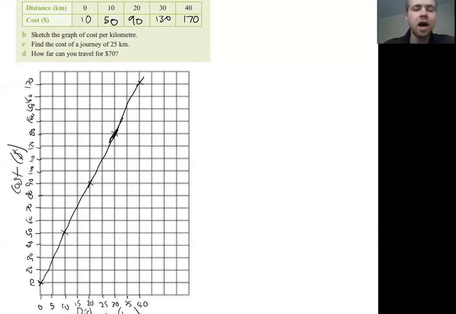Now we can use this line to find our solution for C and D. So we're going to find the cost of a journey of 25 kilometers. We start at 25, we go up and meet the graph, and then we go across. And you can see we get our answer of $110. So we've used our graph to be able to find out these missing values. How far can you travel for $70? We just go across from 70, meet the line, and then go down to find out our kilometers. And the answer is 15 kilometers there.